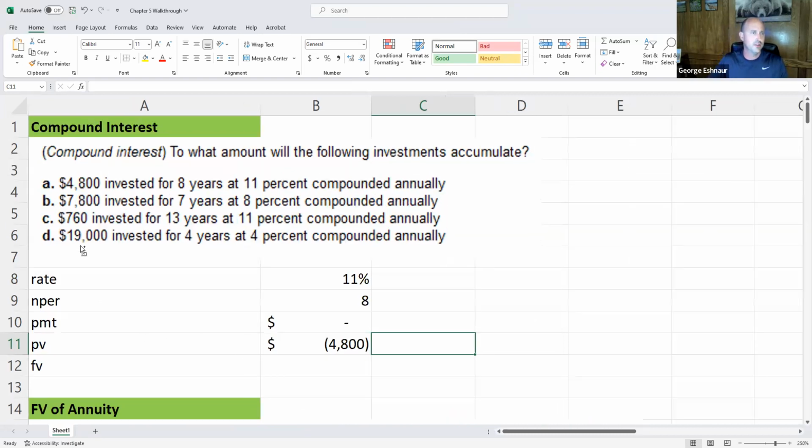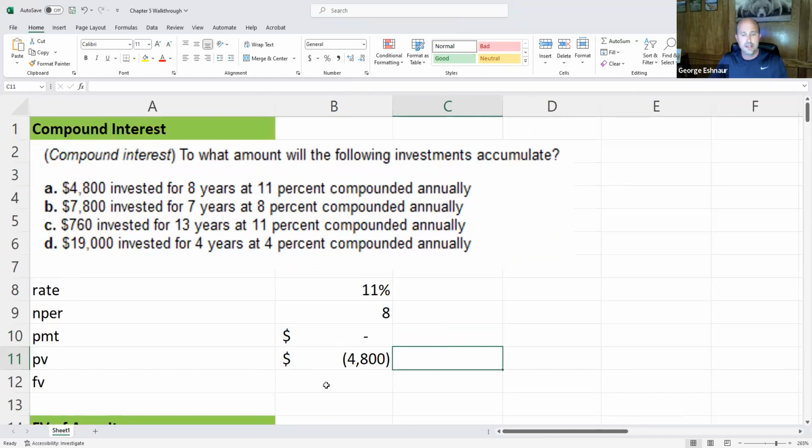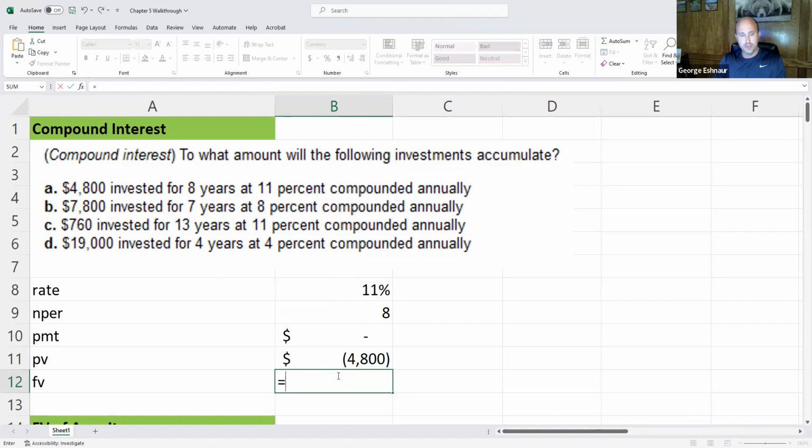Now, what's interesting about Excel is once we build this formula, all we have to do is then input the next data set and be good to go there. So to do future value, we do equals FV, and we see it right there, future value, returns the future value of investment periods, based on constant returns.